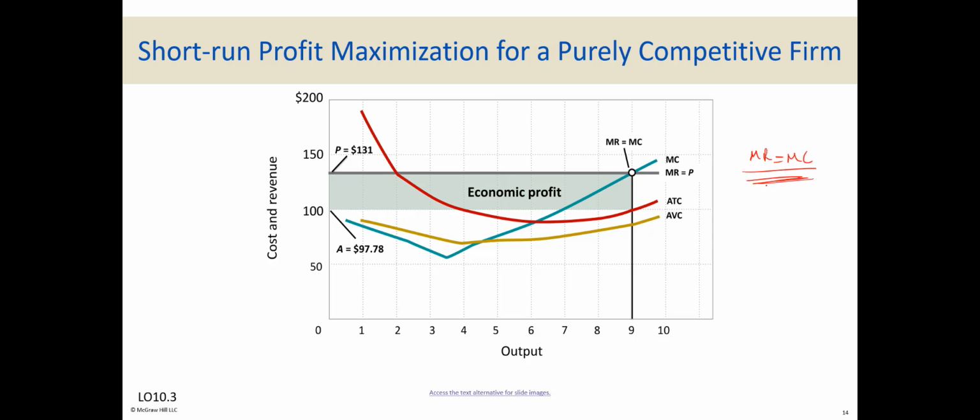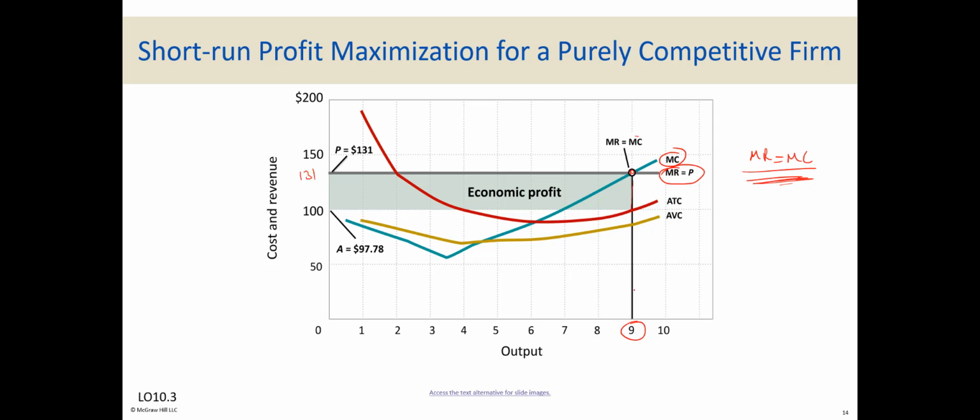And these two numbers are equal when these two curves intersect each other. MR equals P and MC at this point, and go down and read the quantity at 9 units. This firm is maximizing profit. And at 9 units, the price is 131.